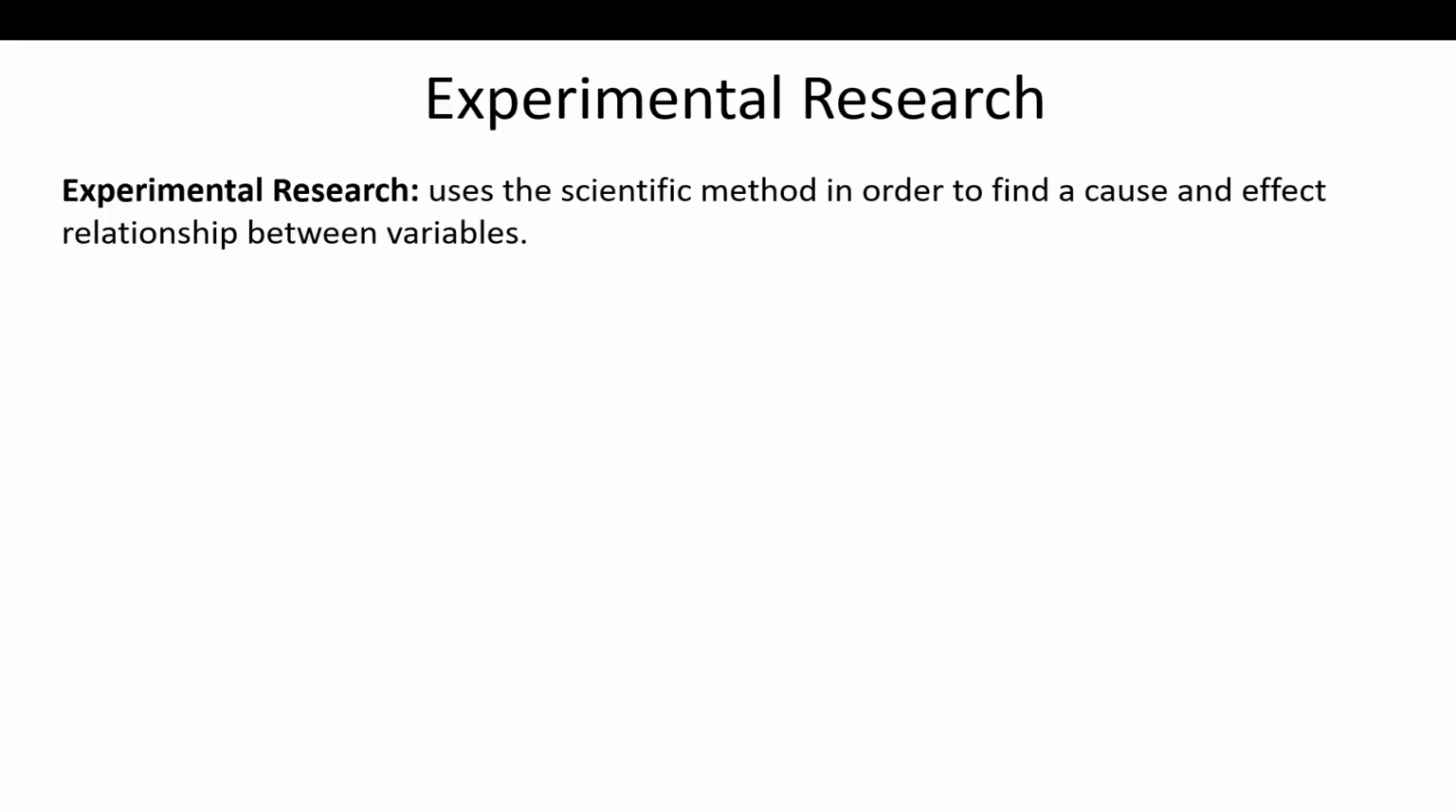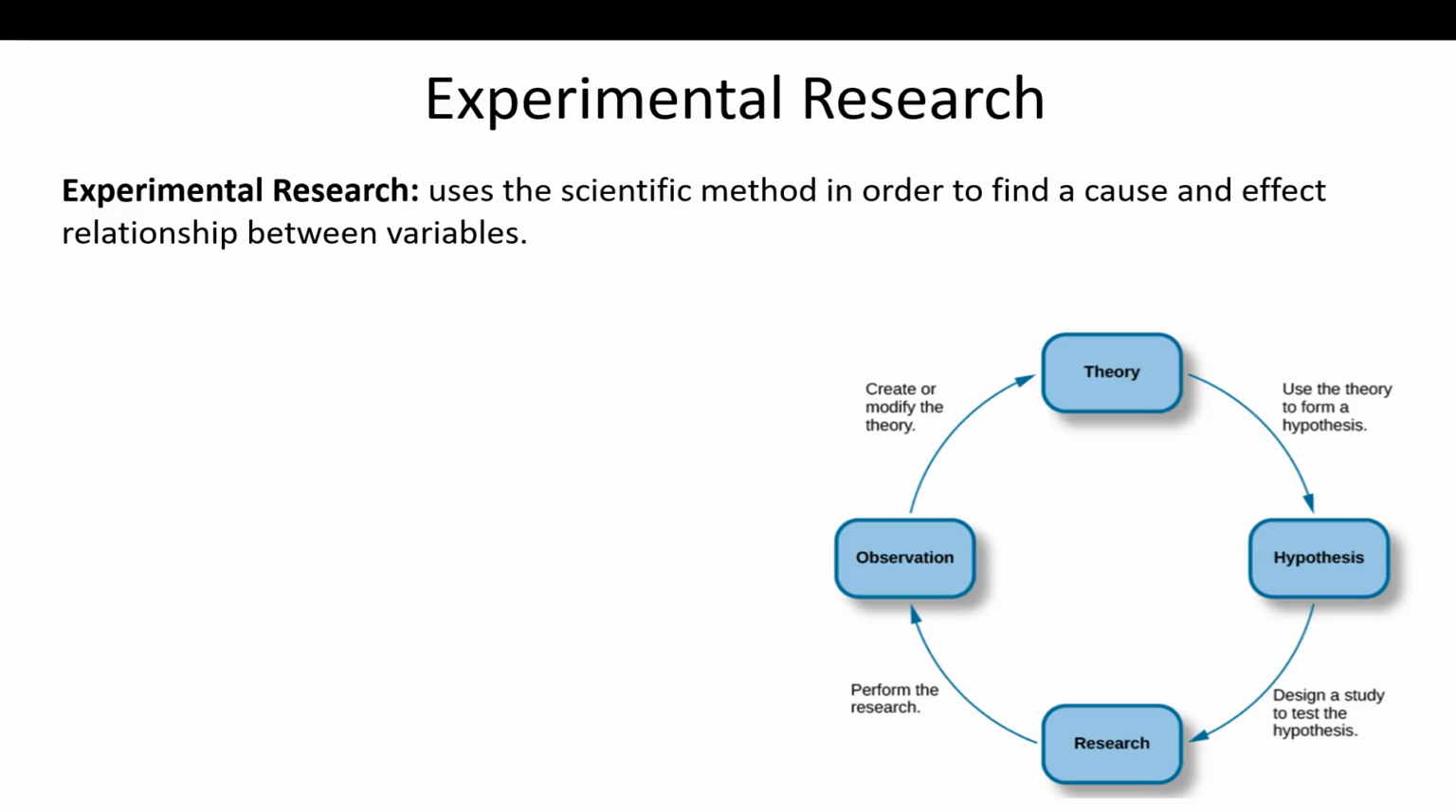And then moving on to experimental research. Up until now, we've only discussed research methods that can test if there was an observational or correlational relationship between variables. These previous methods have all been non-experimental research, but we could use experimental research in order to find a cause and effect relationship between variables. And experimental research uses the scientific method in order to find that cause and effect relationship.